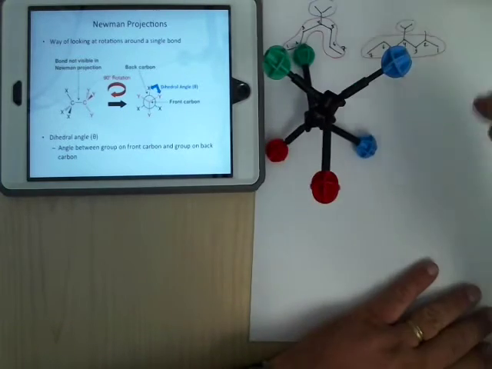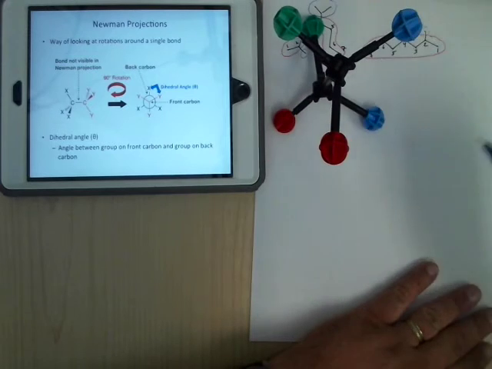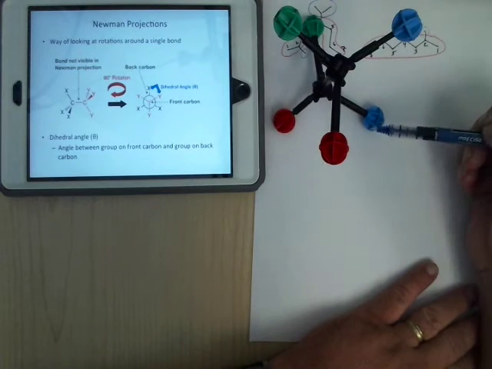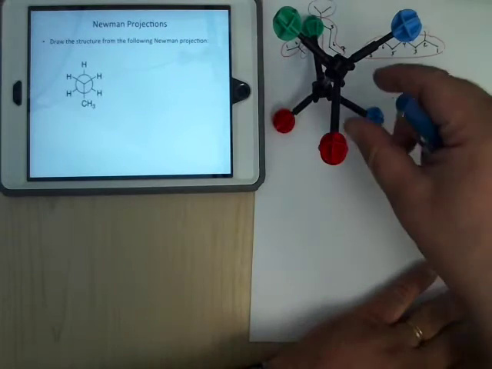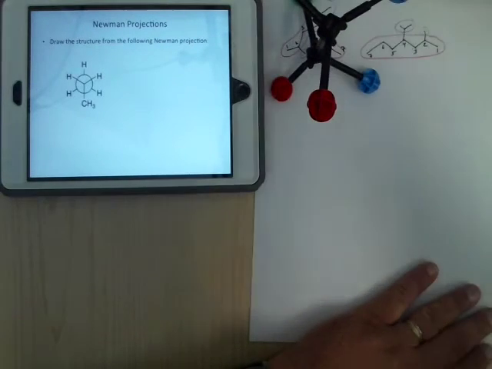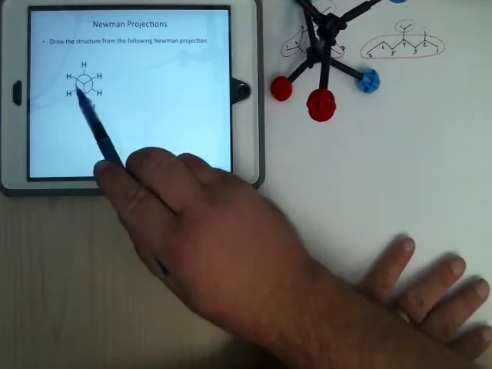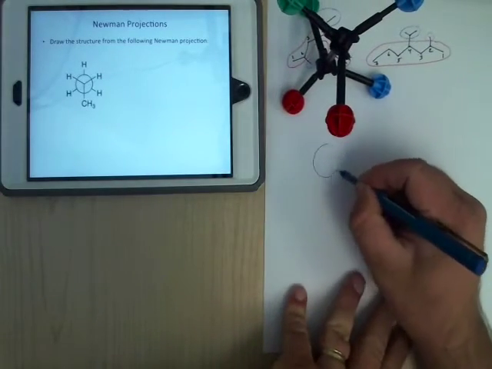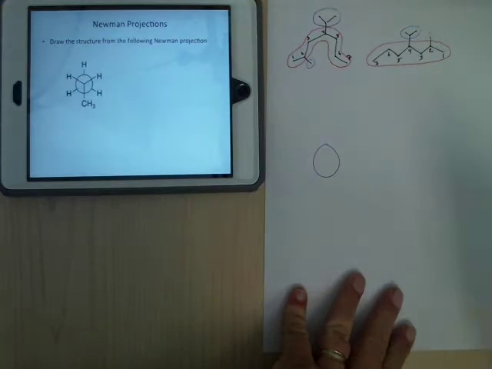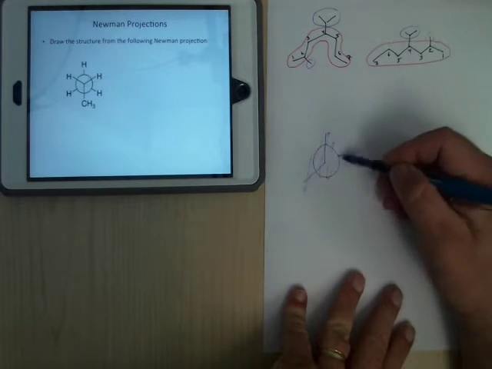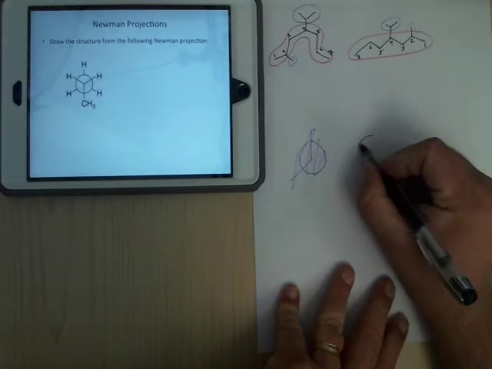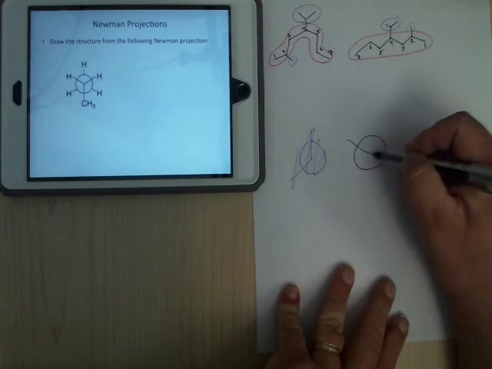Okay, we don't talk about these guys on the same carbon, right? We're really going to be talking about one carbon versus the one in the back. Okay, and so if we wanted to draw the structure from the Newman projection, if we start from here, let me do the same orientation here.